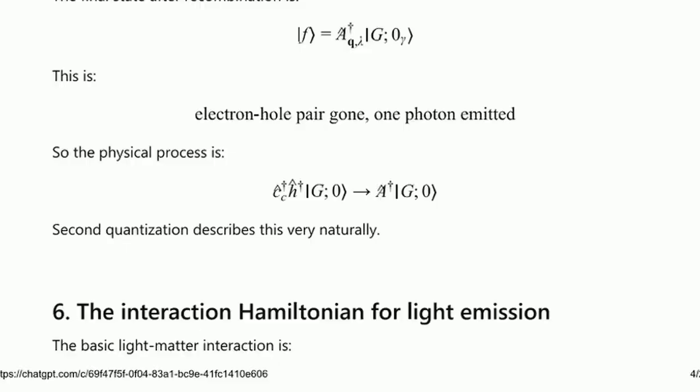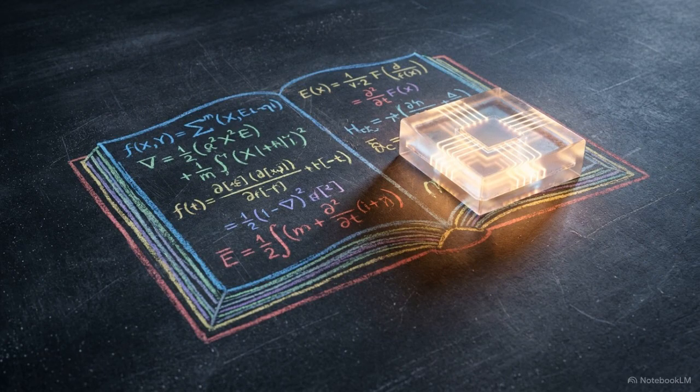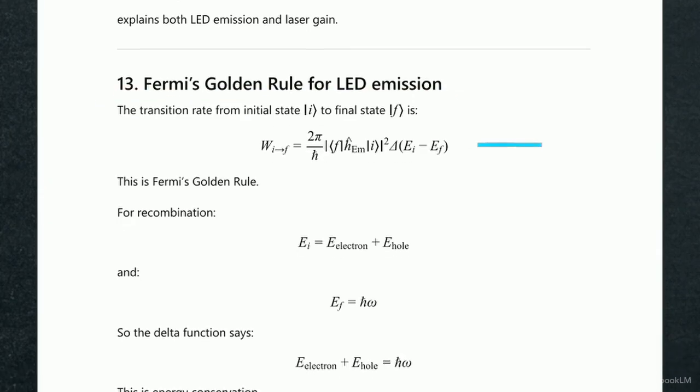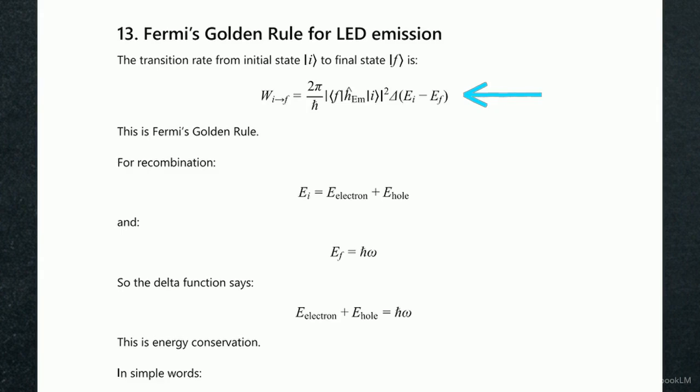This notation shows the initial state containing an electron and a hole. When the operator sentence executes, the system transitions to a final state where the pair is gone, and one photon is emitted. A complex multi-particle quantum event is elegantly governed by this single-ordered mathematical phrase. Writing the sentence is just the first step. Engineers use Fermi's golden rule to calculate the actual transition rate. The delta function inside the rule enforces strict energy conservation.